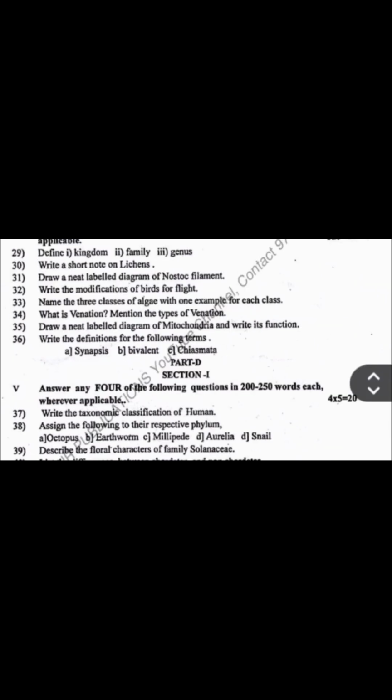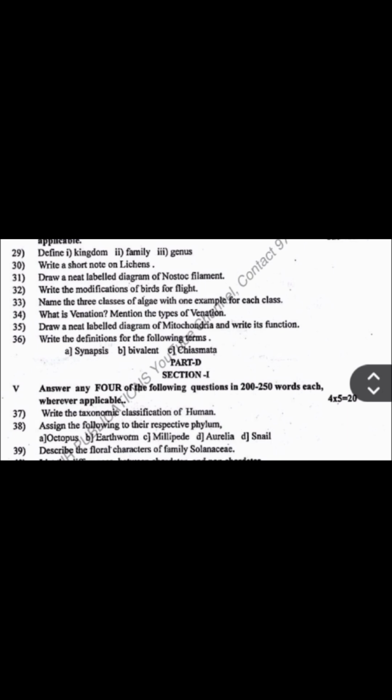29th question. Define kingdom, family and genus. Write a short note on lichens. Draw a neat labeled diagram of Nostoc filament. Write the modifications of birds for flight. Name the 3 classes of algae with 1 example for each class. What is venation? Mention the types of venation.